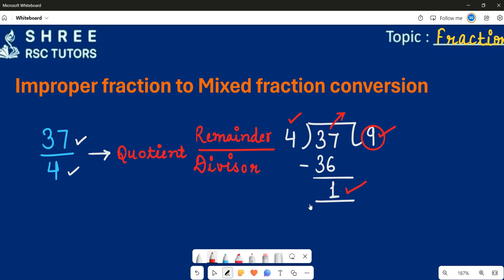So what you just need to do is put the values here. The quotient is 9, the remainder is 1, and the divisor is 4. Basically, you can see that the denominator stays the same. So 9 whole, 1 out of 4 is your mixed fraction.